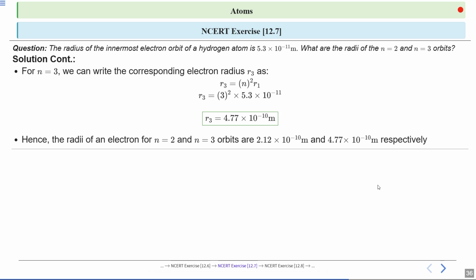To summarize, the radius for the n equal to 2 and n equal to 3 orbits are 2.12 times 10 to the power minus 10 meters and 4.77 times 10 to the power minus 10 meters respectively.